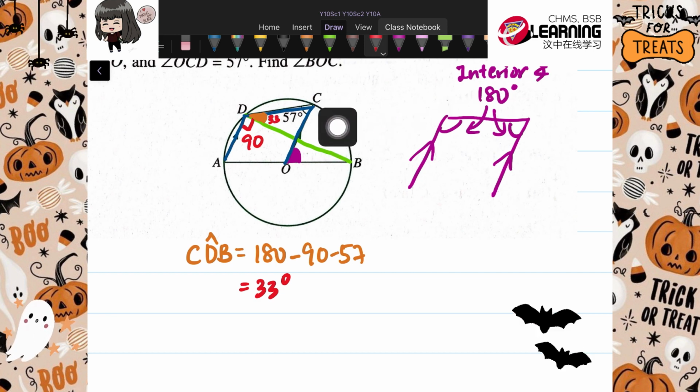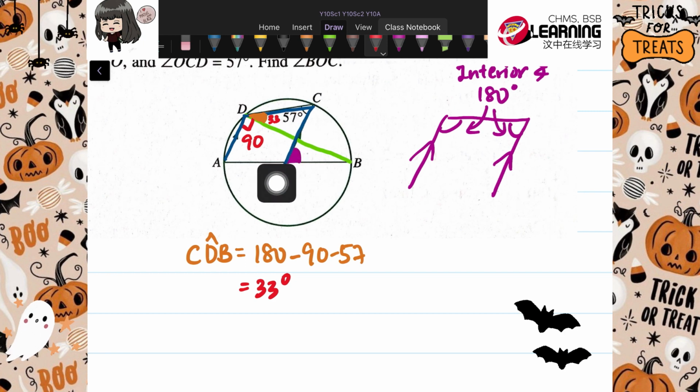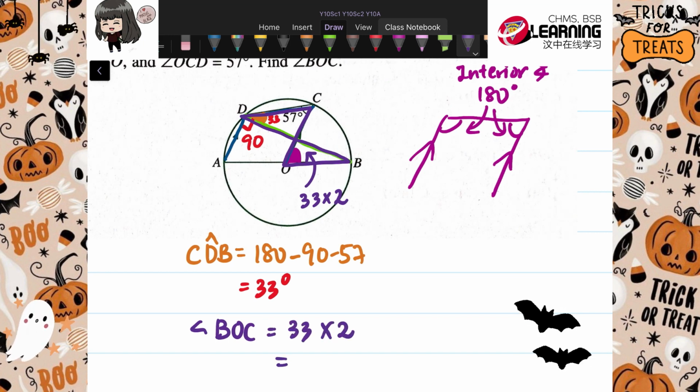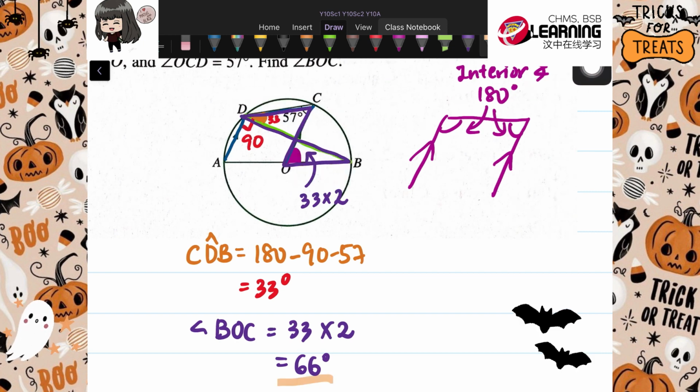Okay, and then if you see this, this is the angle at the center. It's twice the angle at the circumference. This angle at the center, and this is the angle at the circumference. So this angle here will be 33 times 2. Right? So angle BOC will be 33 times 2, so it's 66 degrees. So we find this angle here first before we find this angle. That's the answer, 66.